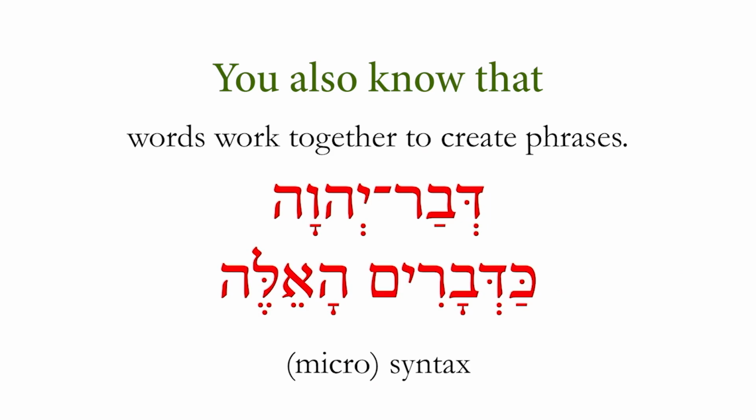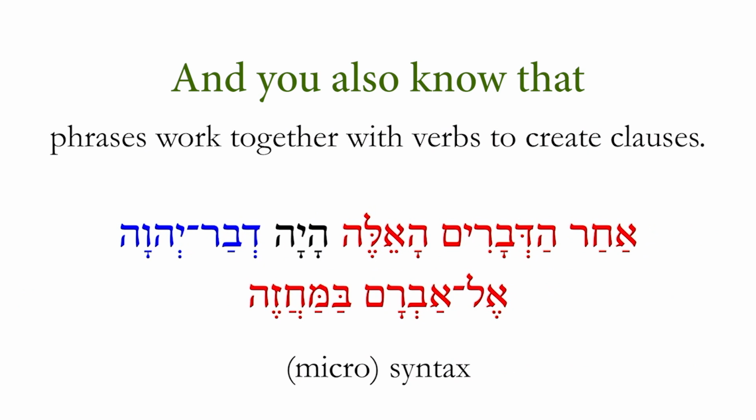You also know that words work together to create phrases. And this is something we call syntax. So syllables work together to create words, and words work together to create phrases. And the way in which those phrases relate, we call that syntax. In our first example, we have the word of Yahweh. We have two words in a construct relationship that make up a meaningful unit. In our second example, according to these words, we have a prepositional phrase that is constructed in a way that makes sense in terms of Hebrew grammar and syntax. And there are rules that govern the way in which words relate one to another. That's called syntax or microsyntax.